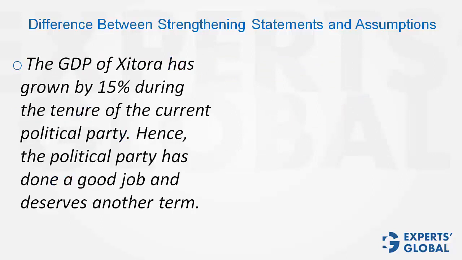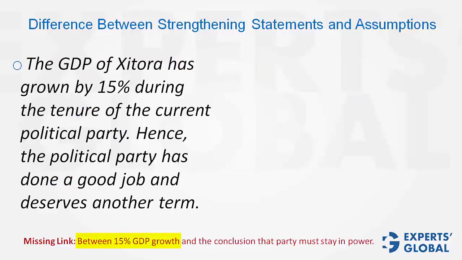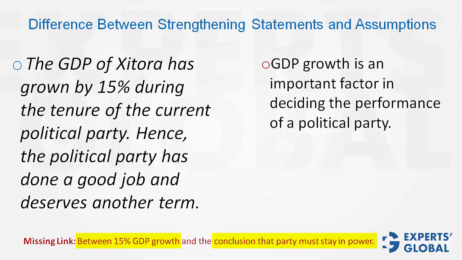Here is an argument. The missing link is between 15% GDP growth and the conclusion that the party has done a good job. It should stay in power. Look at this answer choice. Do you think this works fine as a strengthening statement? By suggesting that GDP growth is an important factor in deciding the performance of a party, yes, this answer choice is filling the missing link. It is a fine strengthening statement.